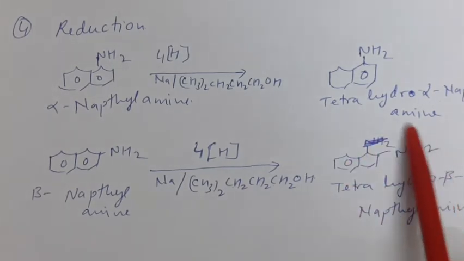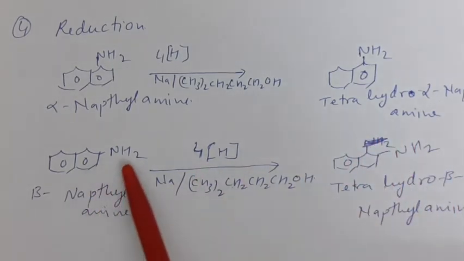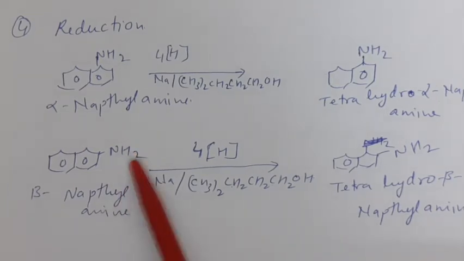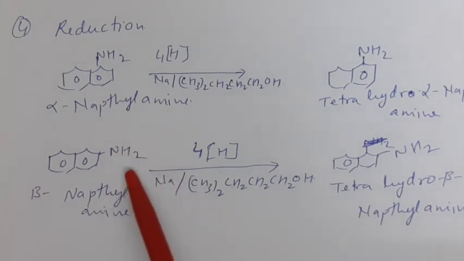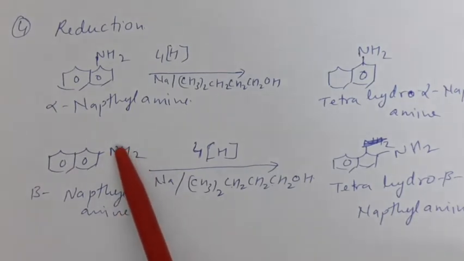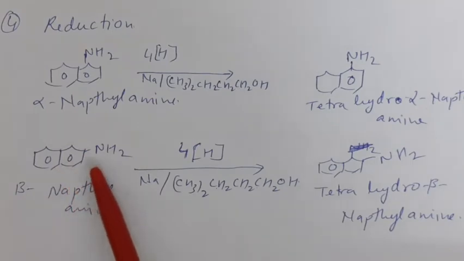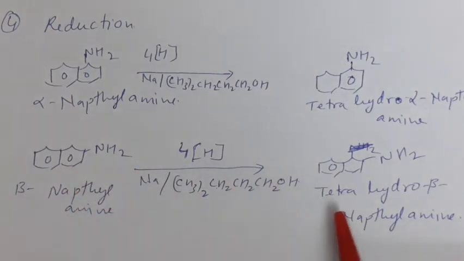is the one on which the NH2 group is present, because the NH2 group on the beta position, that is beta naphthylamine, is more reactive than alpha naphthylamine. So if it undergoes reduction, then in beta naphthylamine the same ring on which the NH2 group is present is reduced, and we get the tetrahydro naphthylamine.